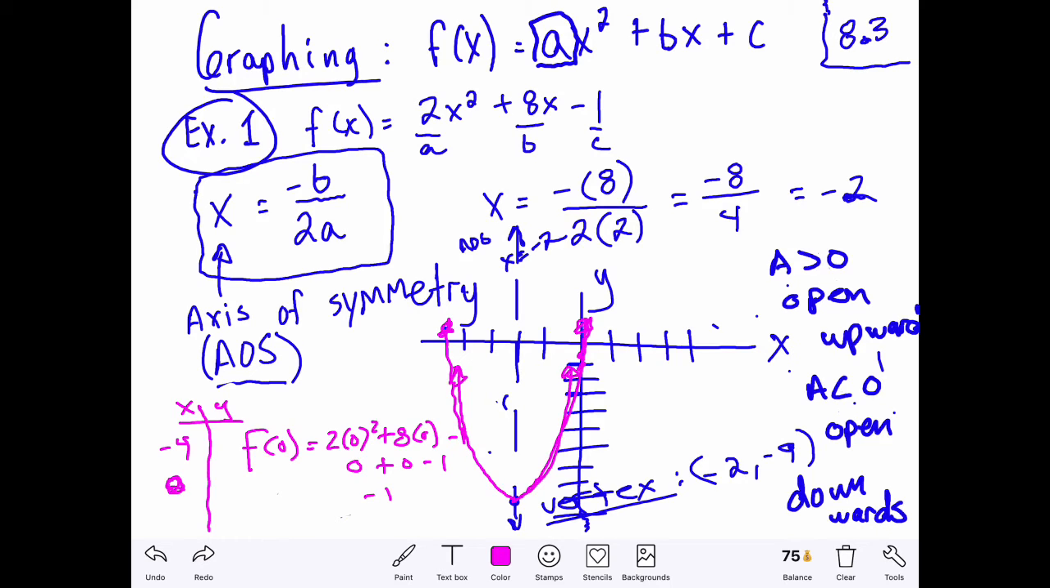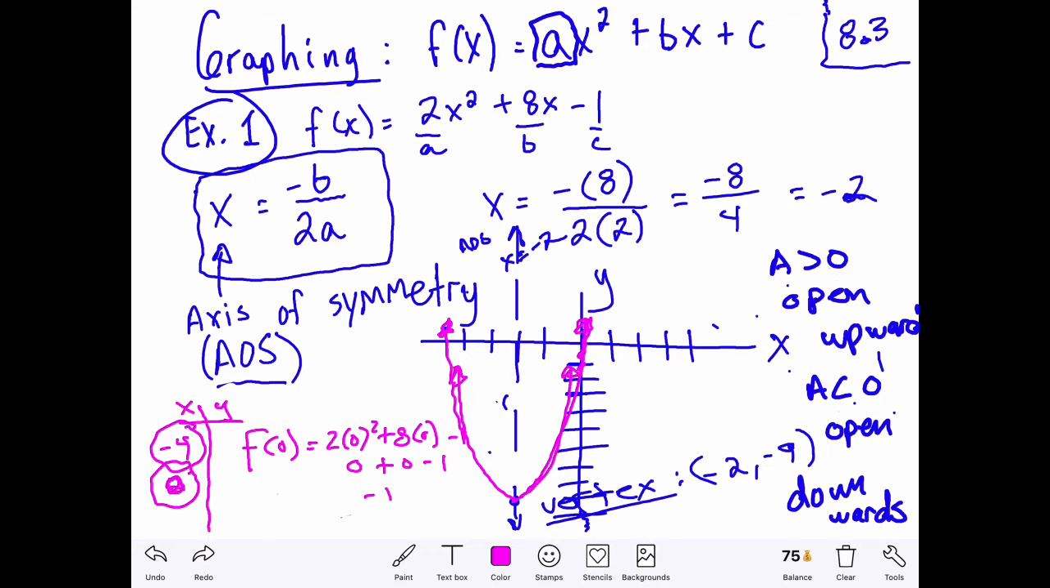Okay, so if we need specifics, we can always get those specifics by making a table and picking values on either side of that axis of symmetry. But remember now, we're not always going to pick values that are on either side of the y-axis, because we're going to have shifts left and right in this condition. Okay, so we want to pick values on either side of that axis of symmetry. Notice 0 is 2 units away from -2 to the right, and -4 is 2 units away to the left.